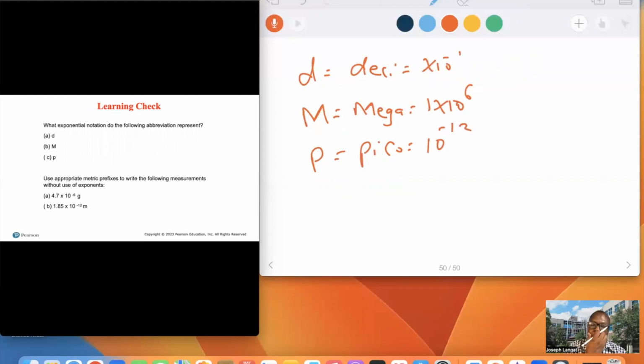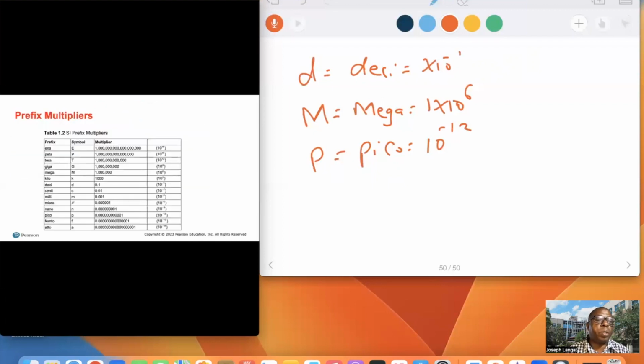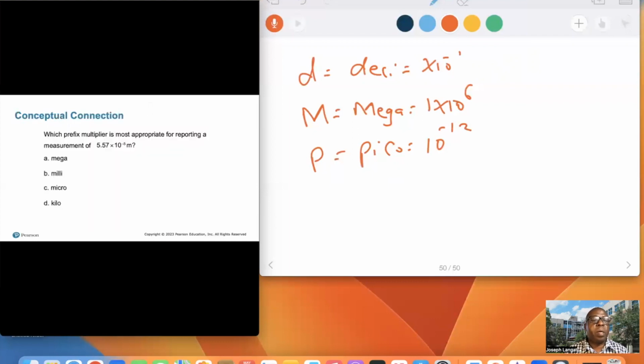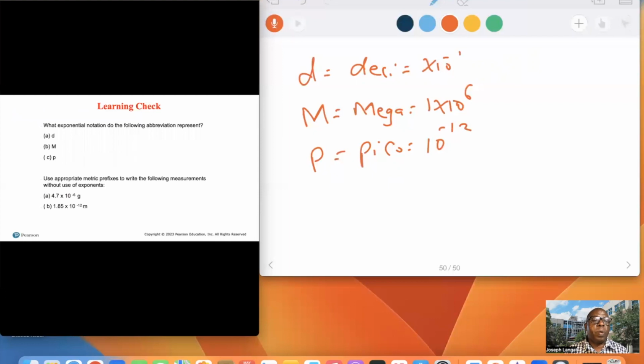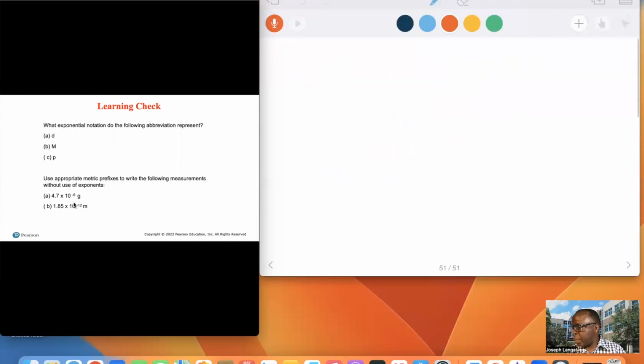You need to know the prefixes given on the table. Learn this, Table 1.2. Use flashcards if need be, so that when you are given a question such as this, you will be able to answer appropriately. Part P of the learning check: use the appropriate metric prefix to write down the following measurement without using the exponent. In other words, we need to get rid of that.